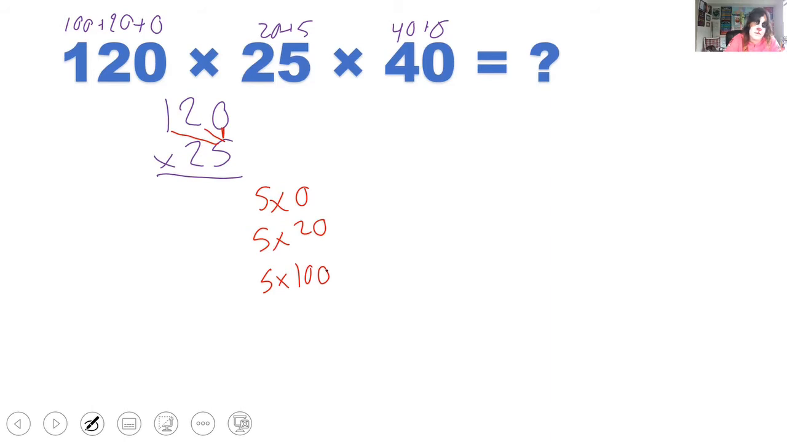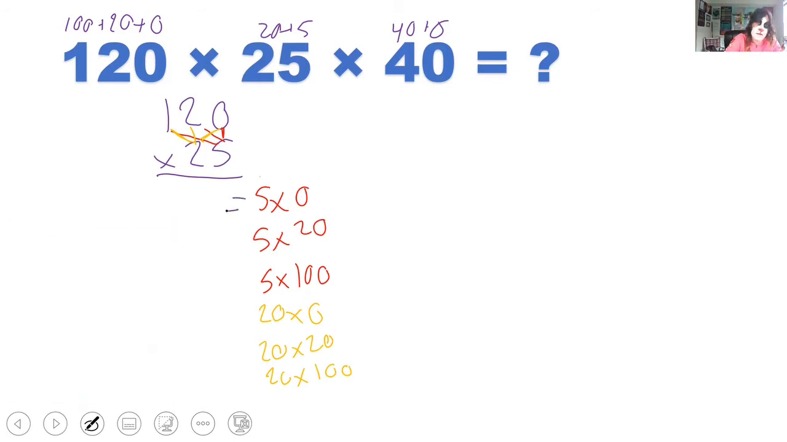Next, we're going to switch colors so we're not confused. Then we do the 2 times the 0. But remember, that 2 is not just any 2. That 2 is really a 20 because that 2 is in a tens place value. And then we have 2 times 2, but it really is 20 times 20 because of place value. And then we have this 2 times that 1, but that is really a 20 times 100. Okay, because the 2 is in the tens place value and the 1 is in the hundreds place value.